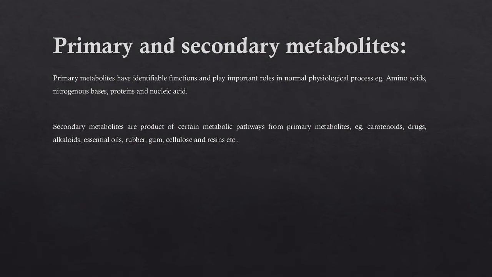Here you can give an example of a carotenoid. Now, when I say carotenoid, what are these also known as? These are also known as tetraterpenoids. These can be yellow, orange, or red in color.